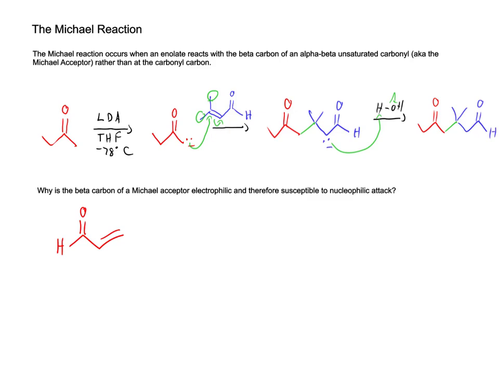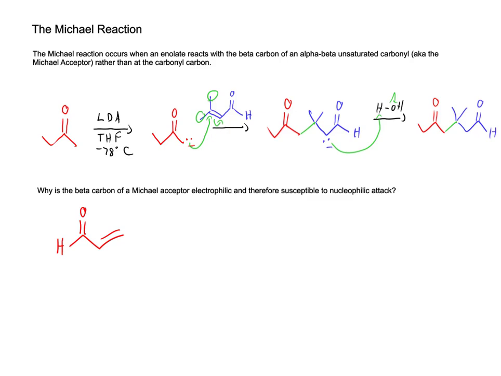Now, rather than simply accept the fact that enolates attack beta carbons of Michael acceptors, it's probably better to understand why it's even possible to attack them. Because in chemistry, we're always drawing arrows from negative charges to positive charges. So in order for this to happen, we must be saying that the beta carbon of a Michael acceptor has a positive charge and is therefore an electrophile. So why is that the case?